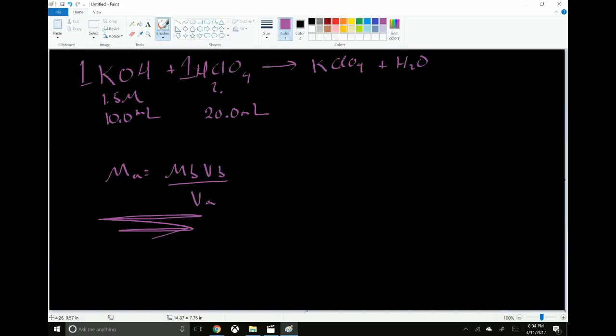And it might be safer just to go through the full rigmarole of doing stoichiometry. For this example, I'm going to not do that. I'm going to save my voice, save my time, and just power through with this. So it's 1.5 molar times 10 mL divided by 20 mL is equal to 0.75 molar.